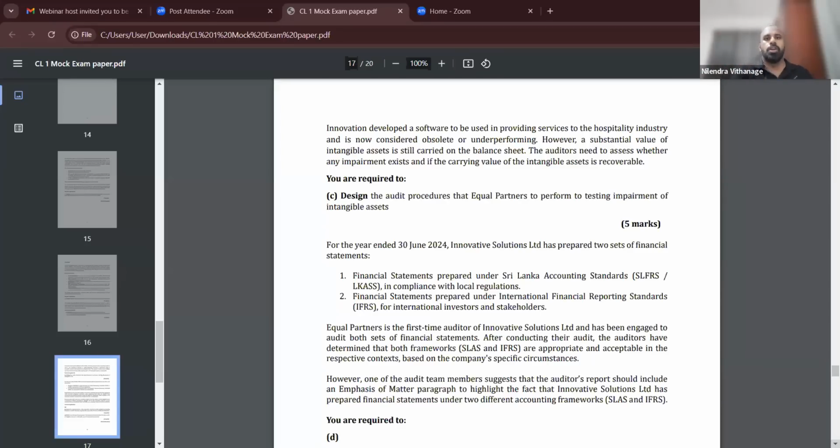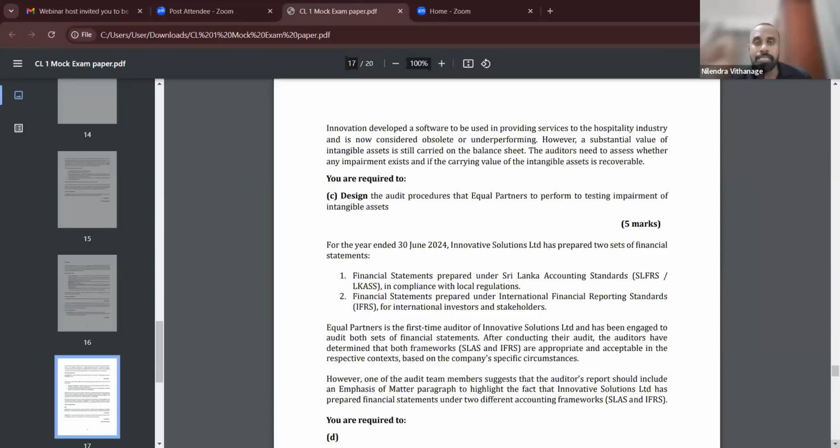Innovative developed software to be used in providing services to the hospitality industry, and it is now considered obsolete. The software is now obsolete and not used. That means you have to impair it, and it is underperforming. However, a substantial value of the intangible asset is still carried in the balance sheet. Impairment has not been tested. The auditors need to assess whether any impairment exists and whether the carrying value of the intangible asset is recoverable. How to test impairment?